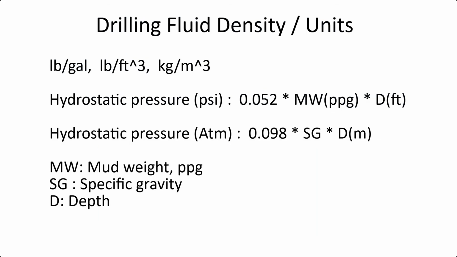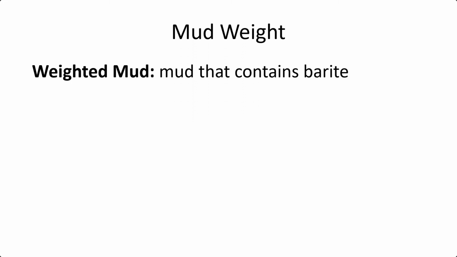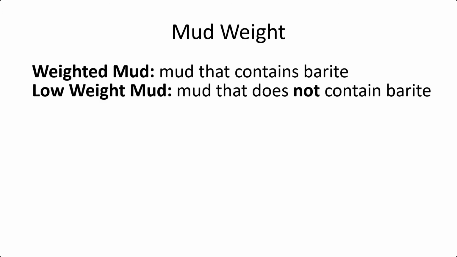Some common units that are used for drilling fluid density are pounds per gallon, pounds per feet cubed, and kilograms per meter cubed. Hydrostatic pressure can be measured in either psi or atmospheres. Some important things to remember about mud weight that you should know for this lab are: mud that contains barite is referred to as weighted mud, and mud that does not contain barite is referred to as low weight mud.